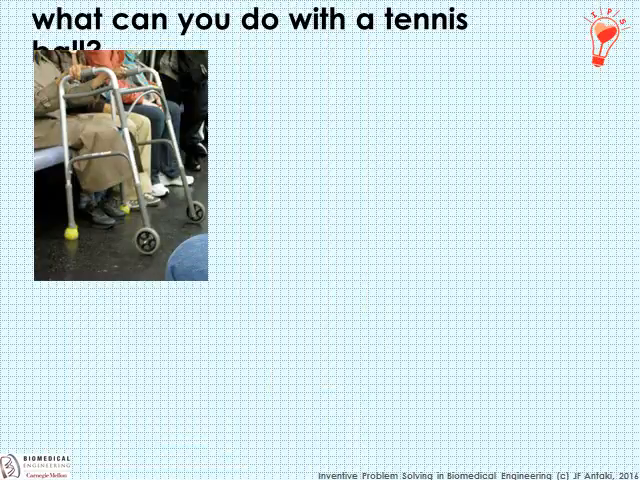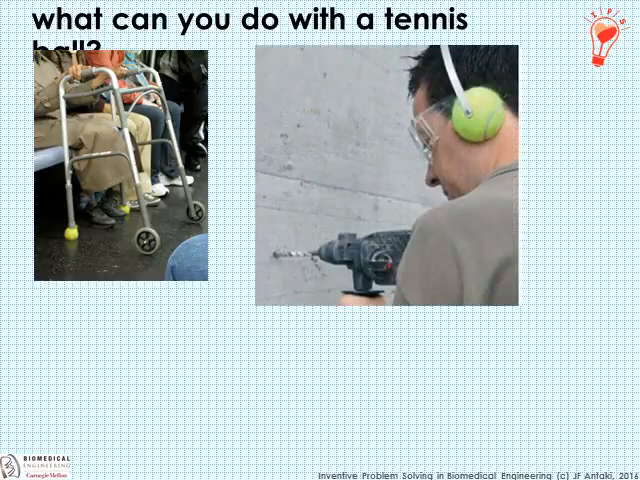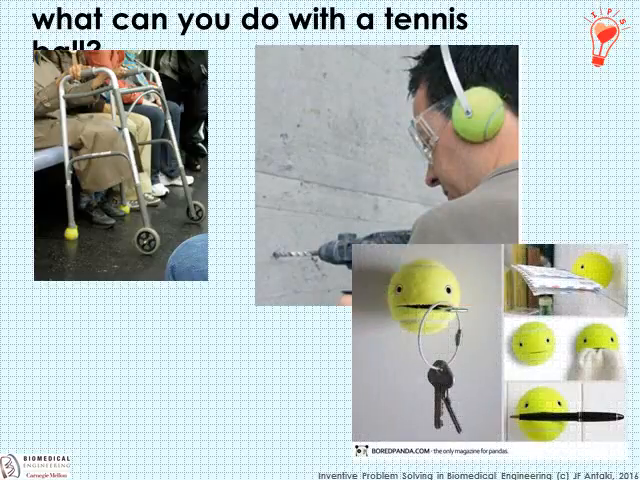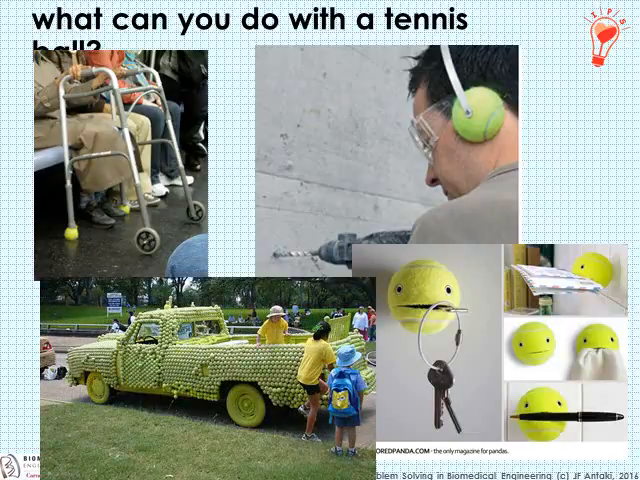What can you make with a tennis ball? I'm sure you've seen walkers that have these tennis balls that they attach to use as a skid. What else can you make? Well, I found a couple of examples on the internet. Here's a set of ear protectors. And here's a type of mail and key and pen holder. And this is something really ridiculous. But if you think about it, a tennis ball is a rather versatile piece of raw material. I bet you can think of some other clever things that you could possibly make out of a tennis ball.